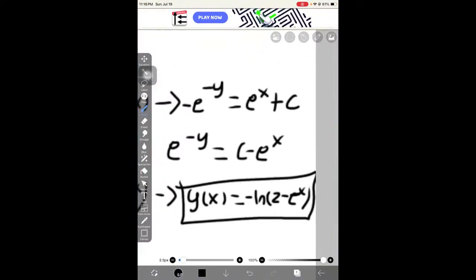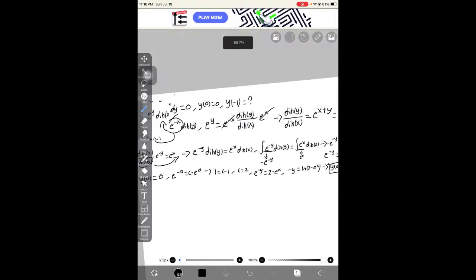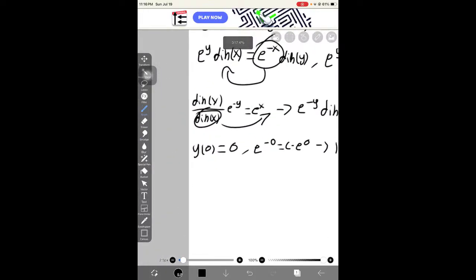Hold on, I'm sorry. I think my clip microphone is incredibly sensitive. You don't need u substitution for this, bro. Look at that, I already solved the differential equation. Did that involve u substitution? No, man.